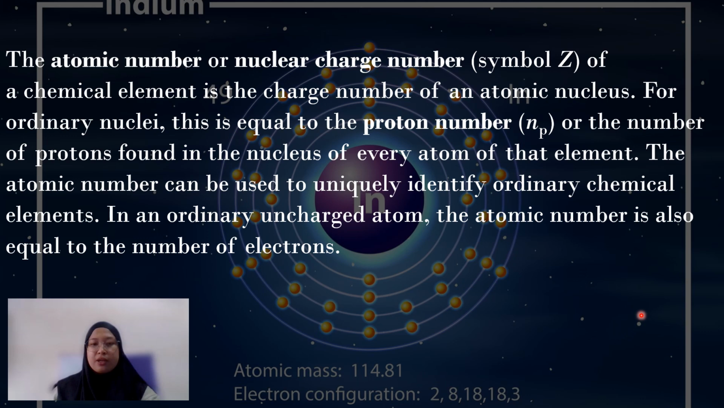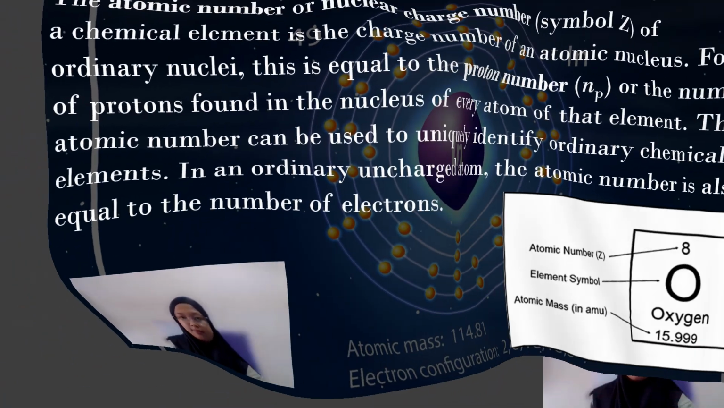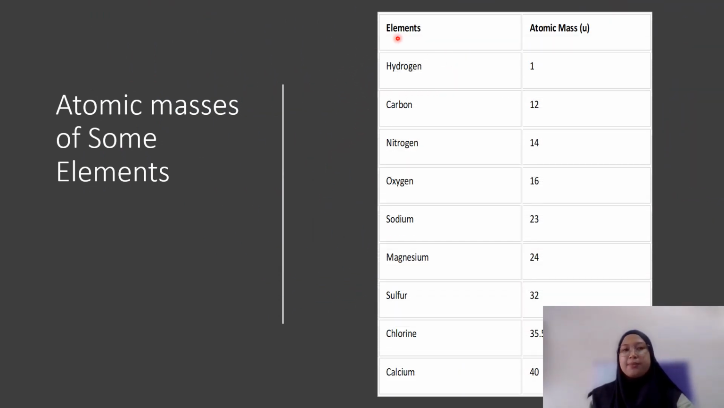An example to help us know the atomic number is the image. So 8 is the atomic number, the O is the element symbol, and this number, 15.999, is the atomic mass. Here is more example about the elements and the atomic mass. For example, carbon has an atomic mass of 12, and sodium has an atomic mass of 23.